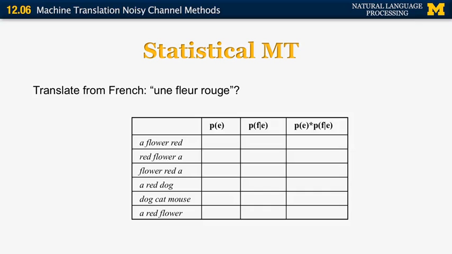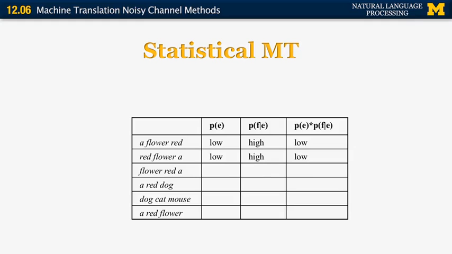So let's see what the values are for P of E and P of F given E, and the product of those for each of those examples. So "a flower red" has very low P of E because "a flower red" is not a trigram that you expect to see in English. However, it has a high value for P of F given E because it has the exact words that we expect to see in that translation. And then if we multiply those two, we're probably going to get a relatively low score. The same thing applies to the next two lines of this table. "Red flower a" is also very good in terms of its relationship to the foreign sentence, but it's not a legitimate English translation. And same thing applies to the third one.